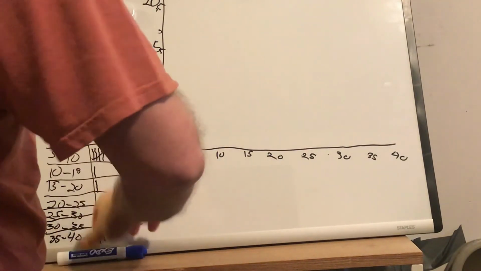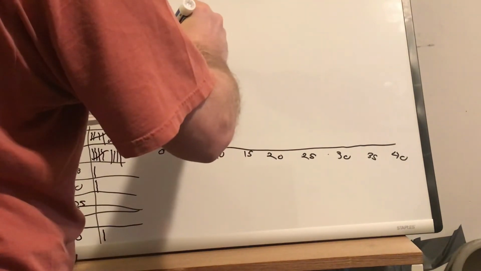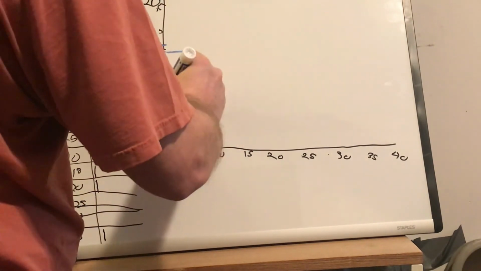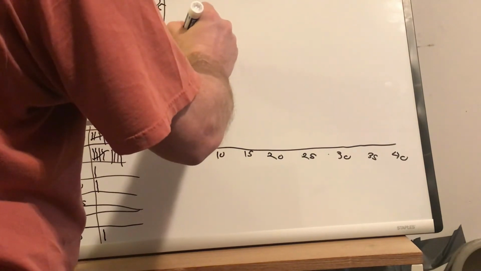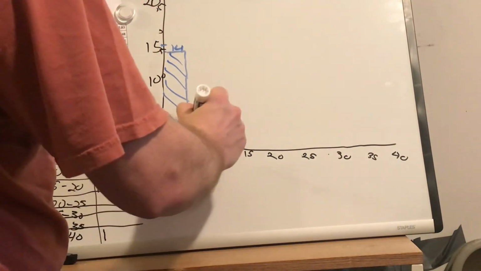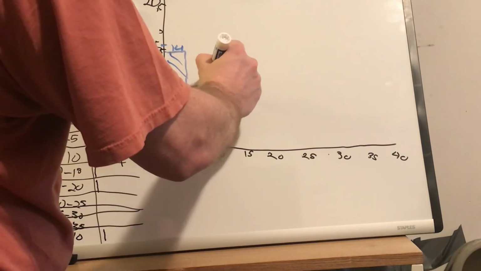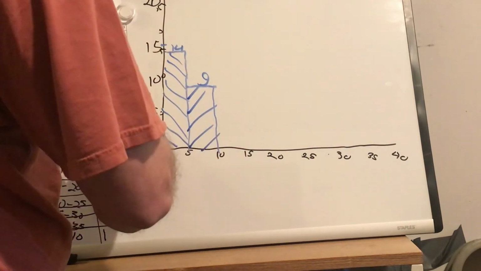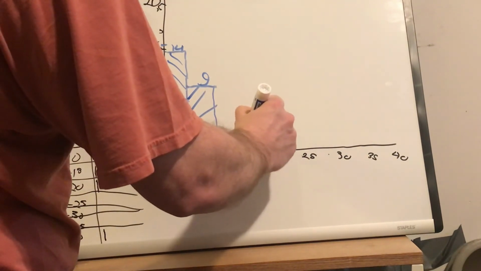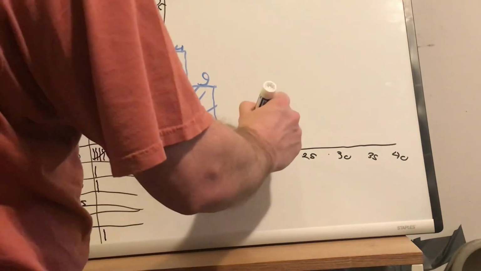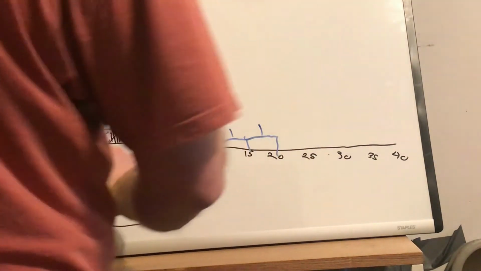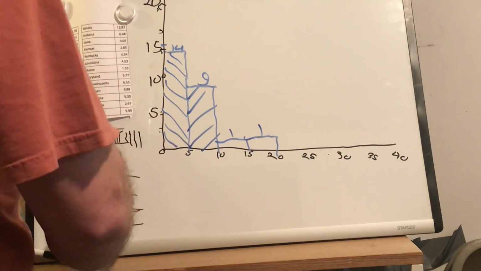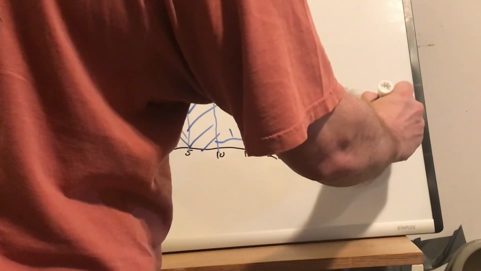Let me use the blue now. 14 is going to be a little bit less than 15. So 15 is here. I'm going to make 14 here. And let me put 14 above it so we can see. 5 to 10 is 9. 9 is a little less than 10. Between 10 and 15, I have 1. Between 15 and 20, I have 1. 20 and 25, nothing. I'm going to skip it. 25 and 30, nothing. Skip it. 30 and 35, nothing. Skip it. 35 and 40, 1.